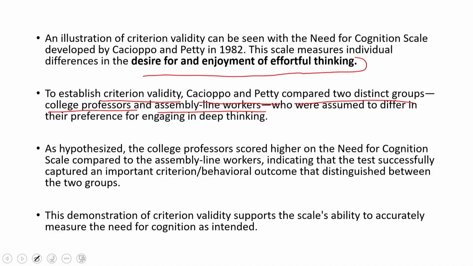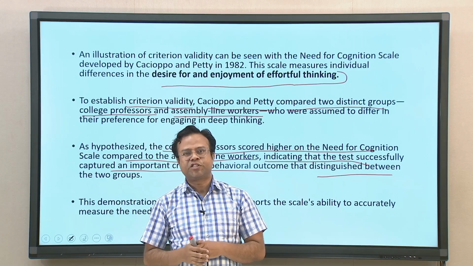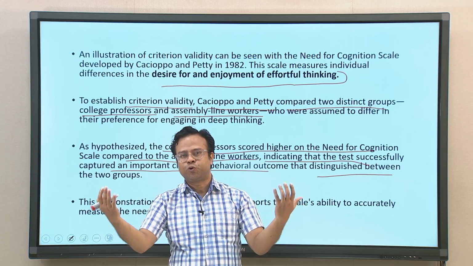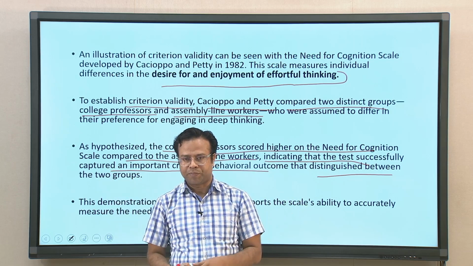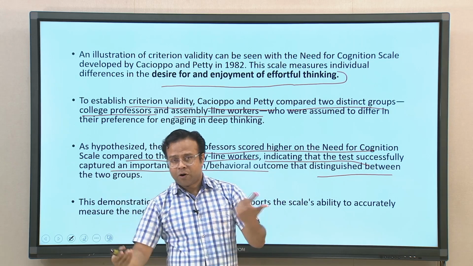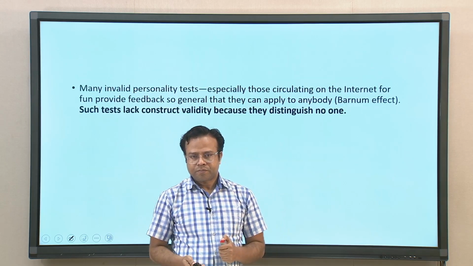So, as they hypothesized, they found the college professors scored higher on the need for cognition scale compared to the assembly line workers, which indicates that the test successfully captures an important criterion or behavioral outcome that it is supposed to distinguish between these two groups. So, that means it is a valid scale. It is able to distinguish between groups of people who are different in that particular concept. So, this is how it is established.